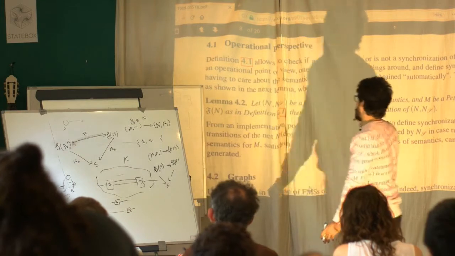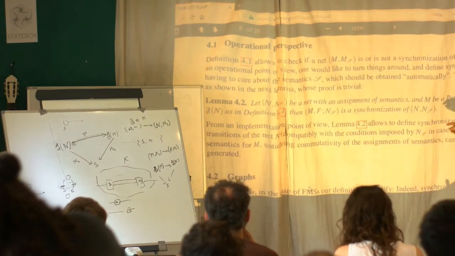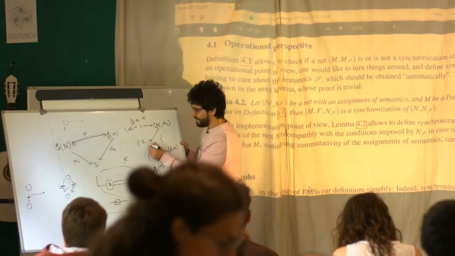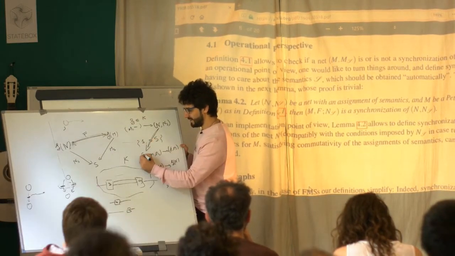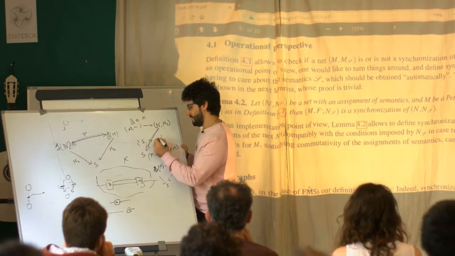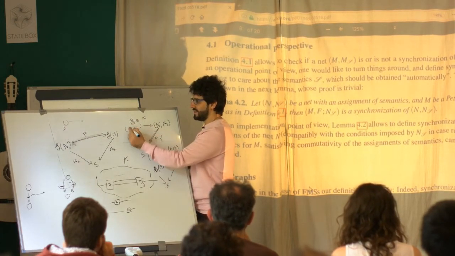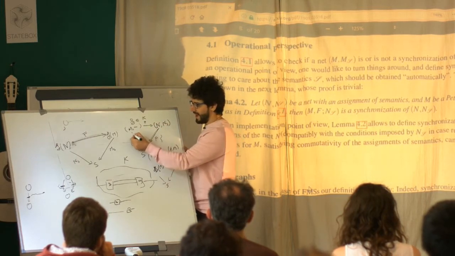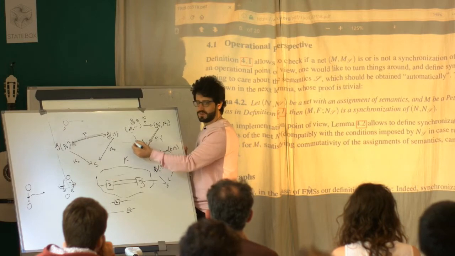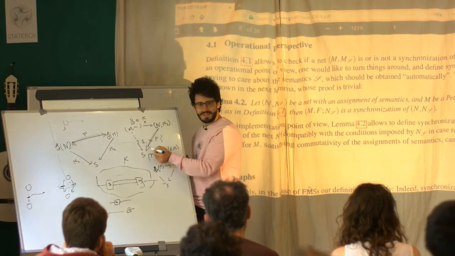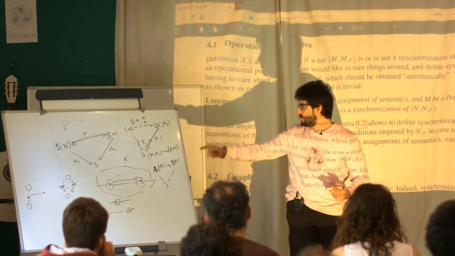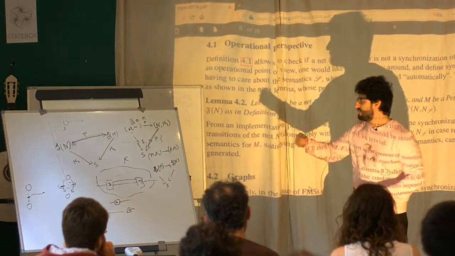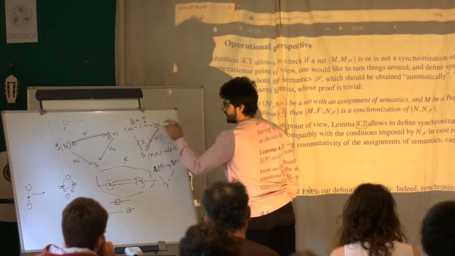And basically what this lemma is, which is actually obvious, is that if you have a semantics like this, this is f, then if I have a functor here, which is a synchronization, I can automatically obtain a functor here by just taking this composition. So the idea is that you don't have to manually specify these semantics functors. You can infer them automatically just by looking at what happens here.